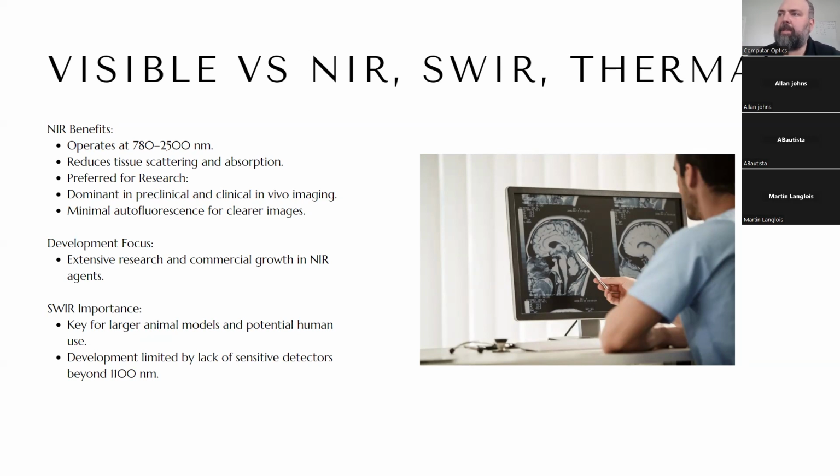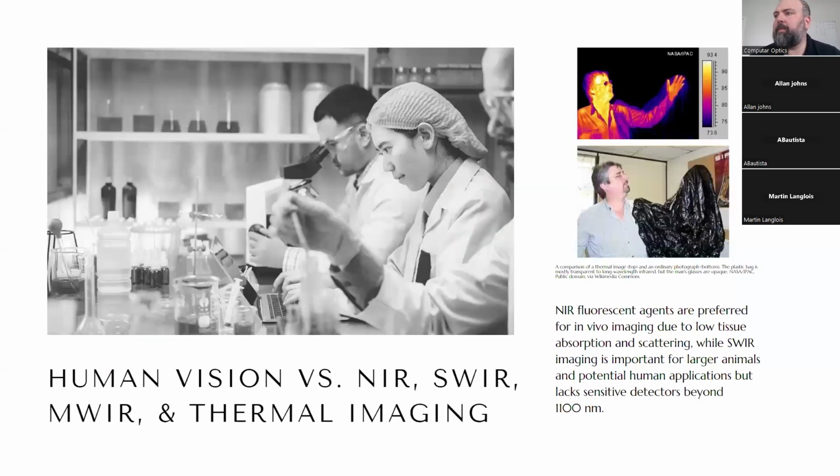So again, extensive research, commercial growth, and NIR agents. SWIR is a very important key for large animal models and potential human use, but the development is limited by the lack of sensitive detectors beyond 1100 nanometers. Those would be some of the main differences. And then also NIR fluorescent agents are preferred for in vivo imaging due to low tissue absorption and scattering. While SWIR imaging, same thing.